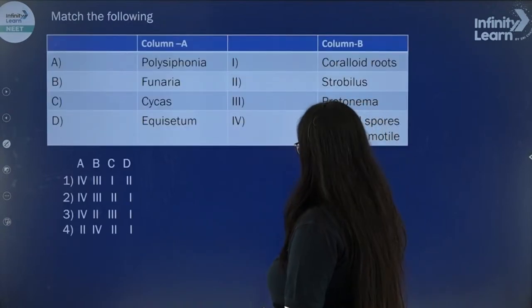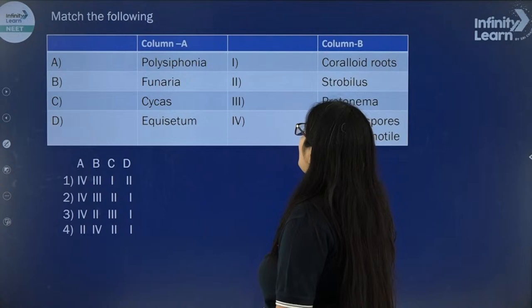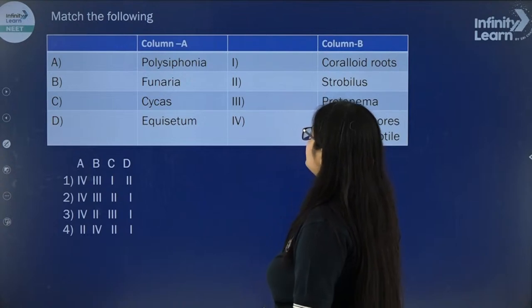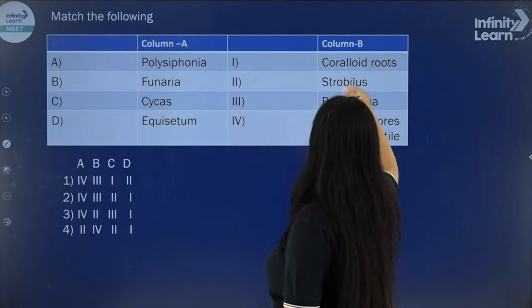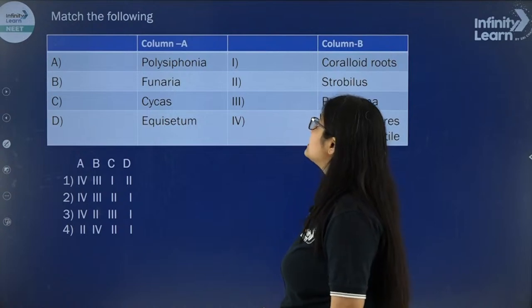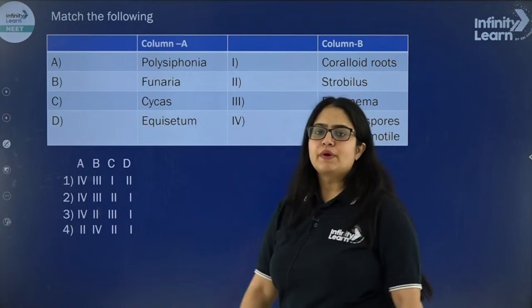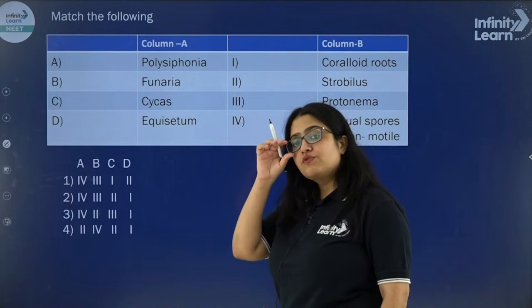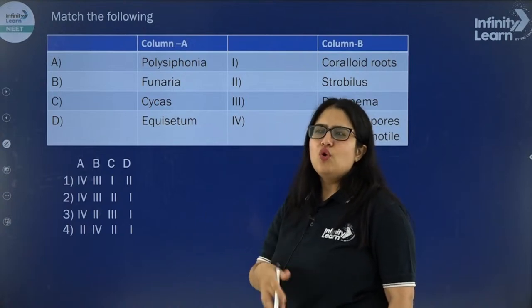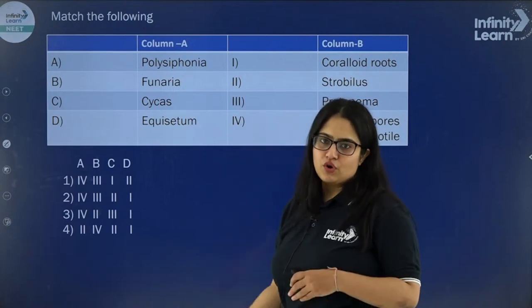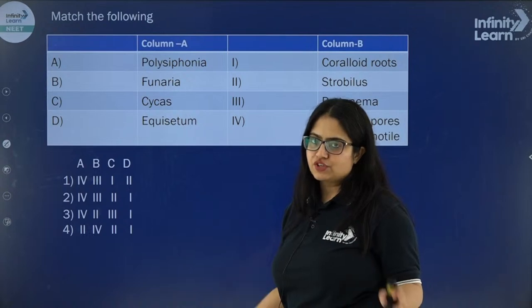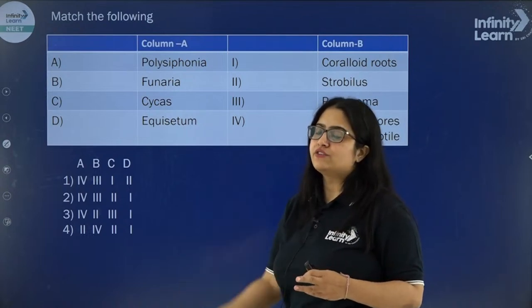Match. This is again from Plant Kingdom. Polysiphonia, Funaria, Cycas, Equisetum. These are the plants, my dear students, and here are their characteristics. Polysiphonia. So, can you recollect what is Polysiphonia? It's a member of red algae, and in members of red algae, in their life cycle, no motile stage is seen. Whether you talk about asexual reproduction or sexual reproduction, it will take place with the help of non-motile structures.